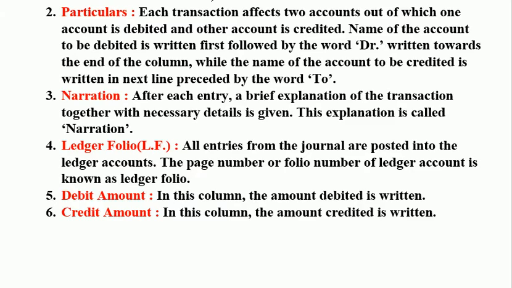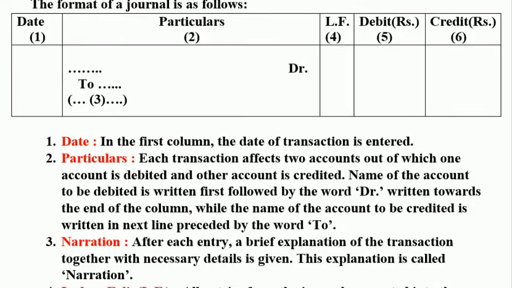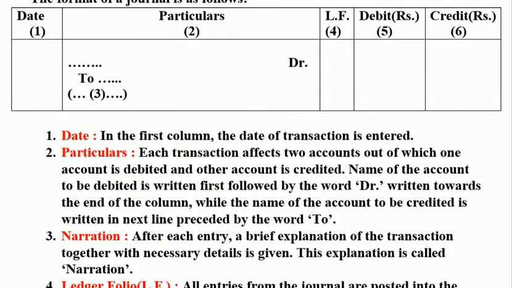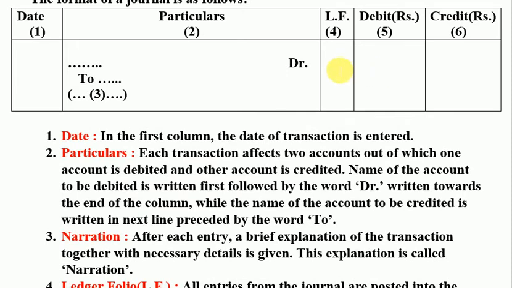So the page number of the ledger, that means after recording the journal entries, we record or classify all these transactions in particular accounts, that is what? A ledger. So that ledger's page number will be recorded here. Clear?